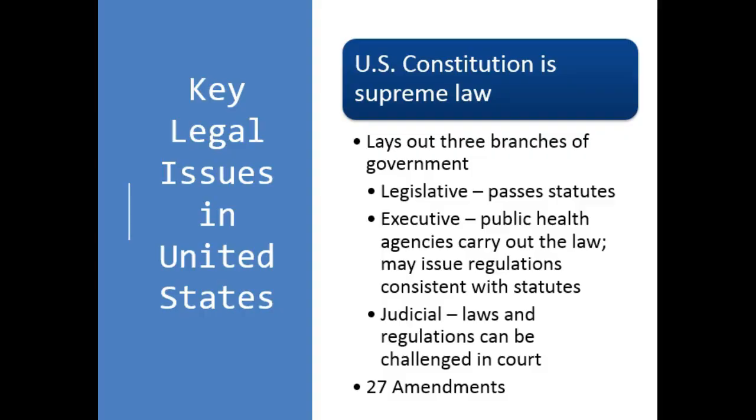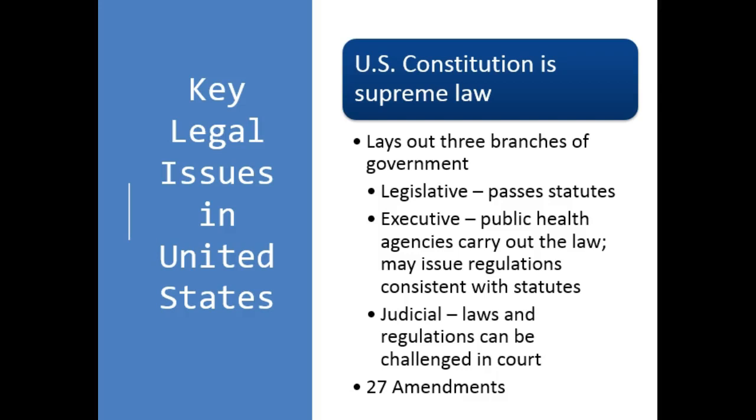Let's start with some key legal issues in the United States, namely the U.S. Constitution and the branches of government. I'm sure this will be a review for most of you, but just to get it in the front of our minds, the U.S. Constitution is supreme law in the United States. The Constitution outlines our rights, and it also outlines what the federal government and the states have rights to do. State and local laws cannot be contrary to the U.S. Constitution. If a law is passed in a state and someone challenges it as being unconstitutional, it will eventually find its way to the Supreme Court, where the Supreme Court will rule on its constitutionality.